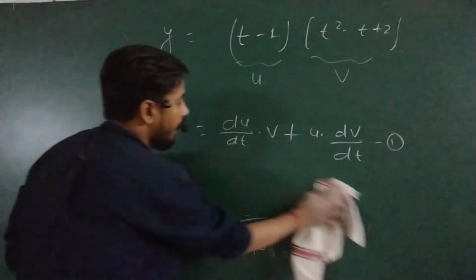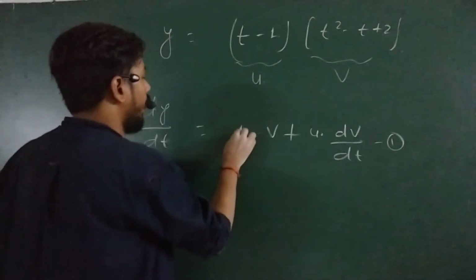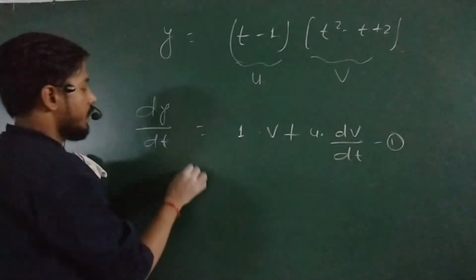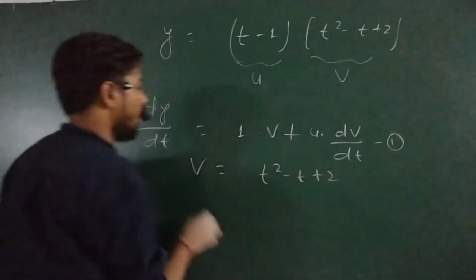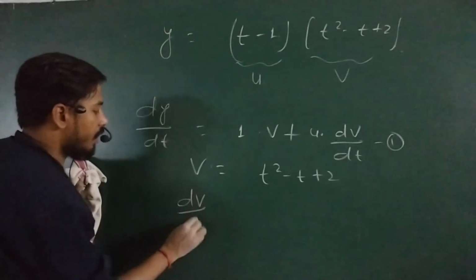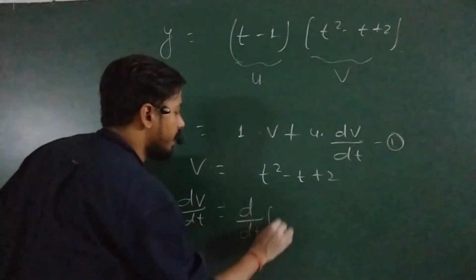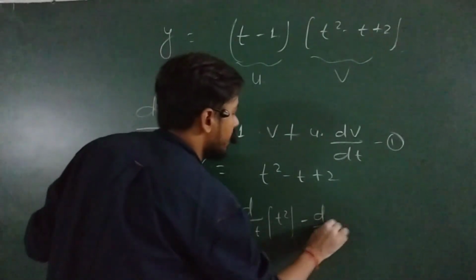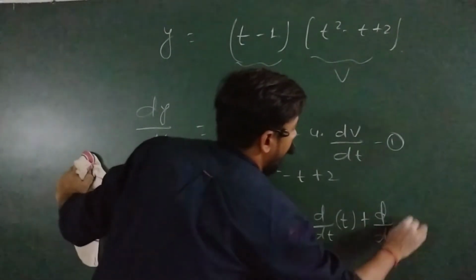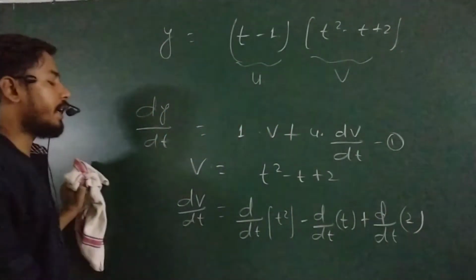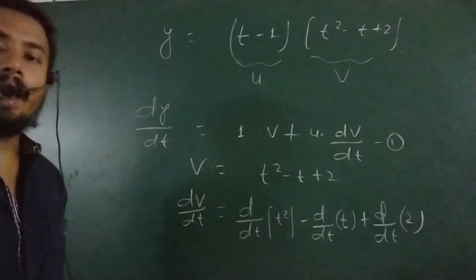Now, du by dt we have got as 1. Now we have to find dv by dt. So what is v? v here is t square minus t plus 2. Do the differentiation, again dv by dt, not x. So again we can separate: d by dt of t square minus d by dt of t plus d by dt of 2. Again, my dear, what is the differentiation of x square? 2x.